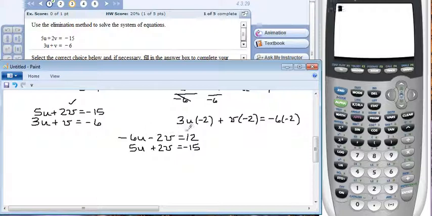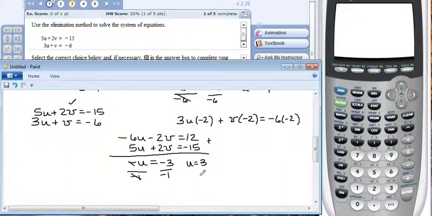But I'm still going to stack. I'm going to add. I've got a negative 6 and a 5 for a negative U. Negative 2 and a positive 2 is gone. That was my goal. 12 minus 15 is a negative 3. I'm going to finish it up by dividing through by negative 1. This cancels, so we have U is 3.